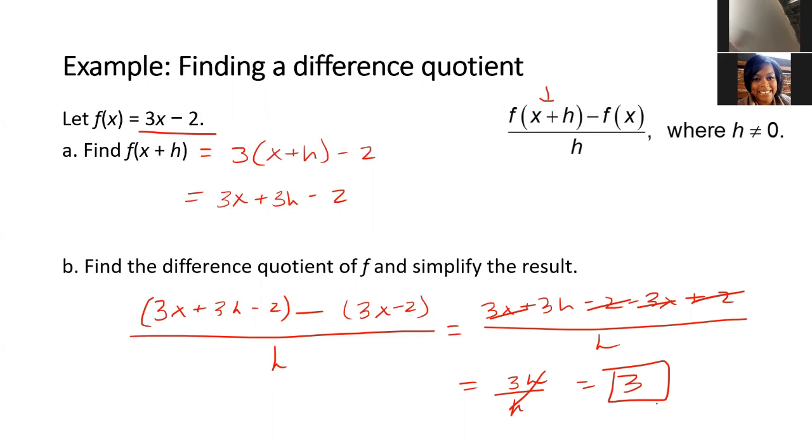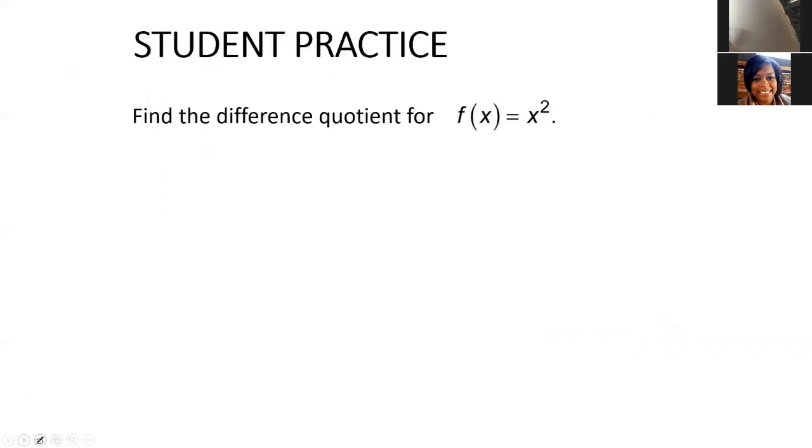This is always going to happen with linear equations, because your difference quotient is just the slope of the linear equation. So if you do it correctly with a linear function, your difference quotient should be the slope of your linear equation. And again, this is foundation for calculus. All right, here's your practice using x squared.